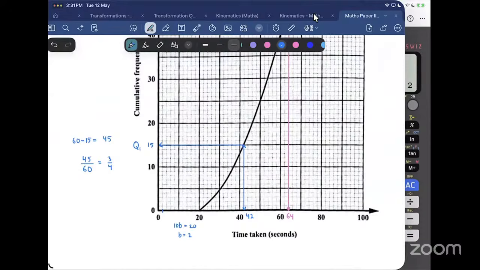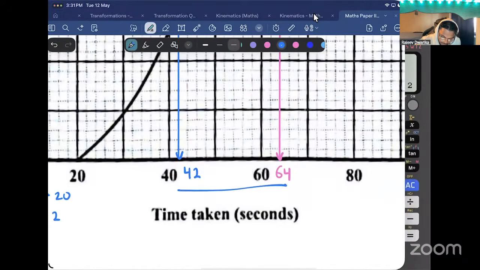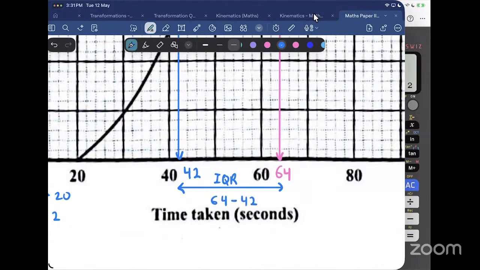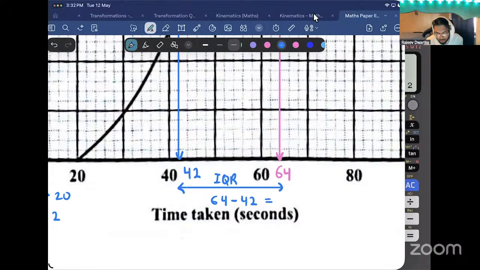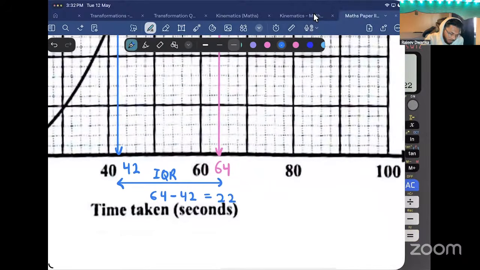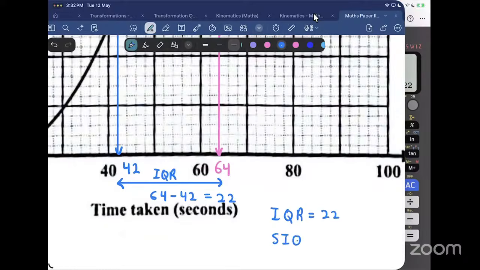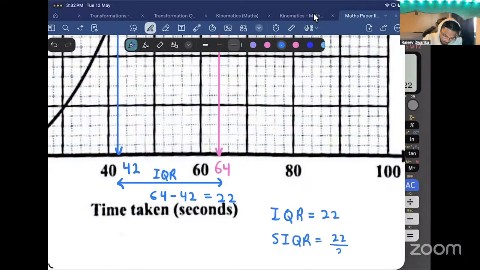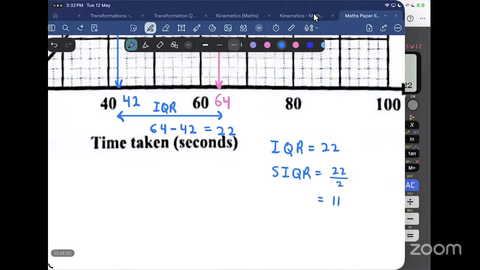So to find the interquartile range, I'm going to say 64 minus what? 42. Right. 64 minus 42 is what? 22. Right. So the IQR is going to be 22. So what would the semi-interquartile range be, guys? 11. Half of that. So that'll be 22 over 2, which is 11. 11, right?